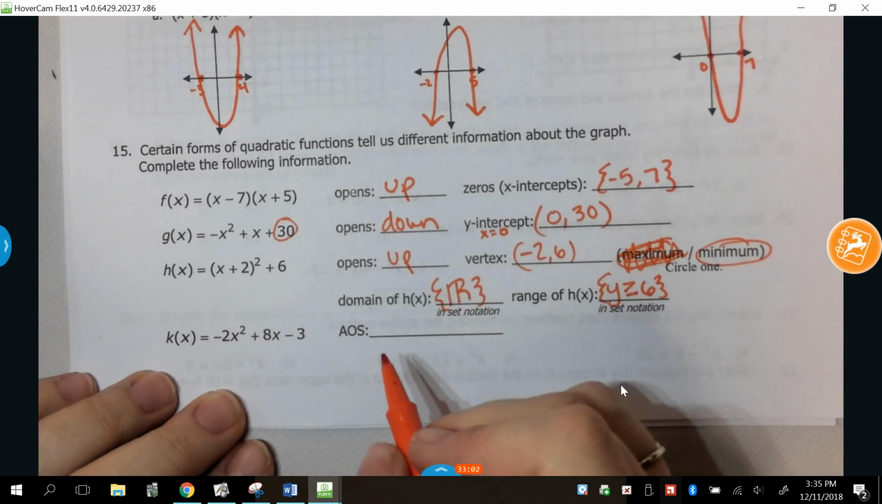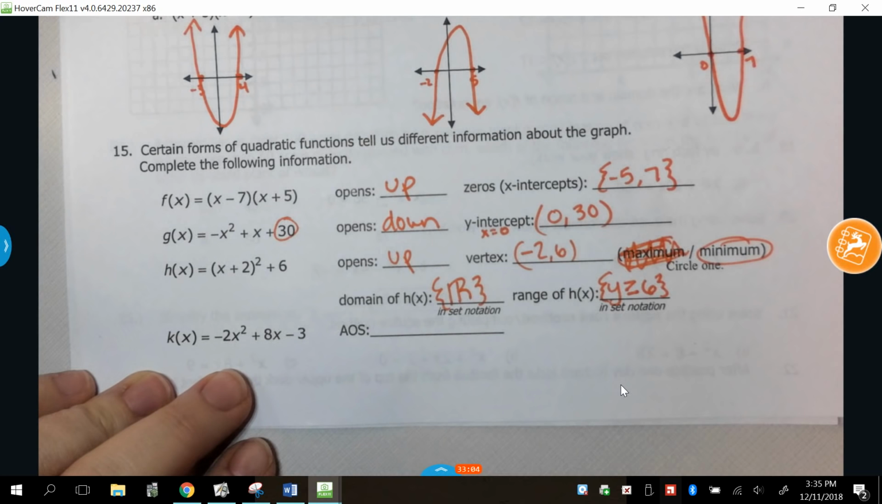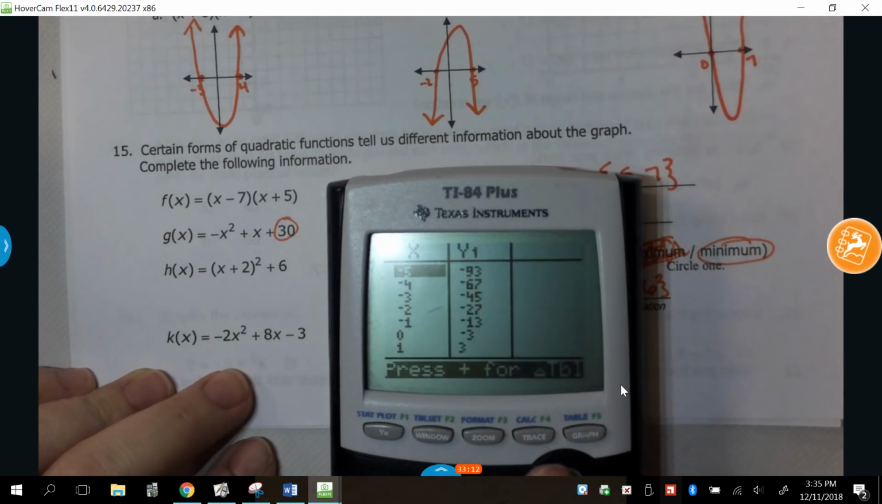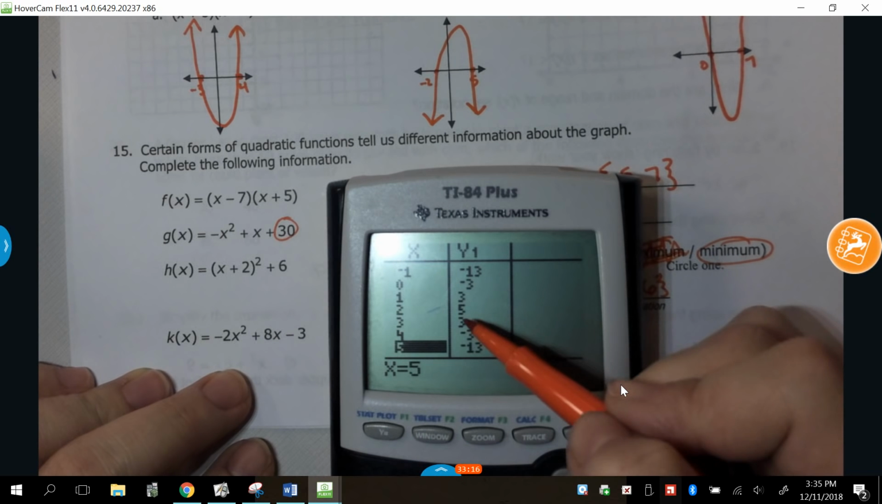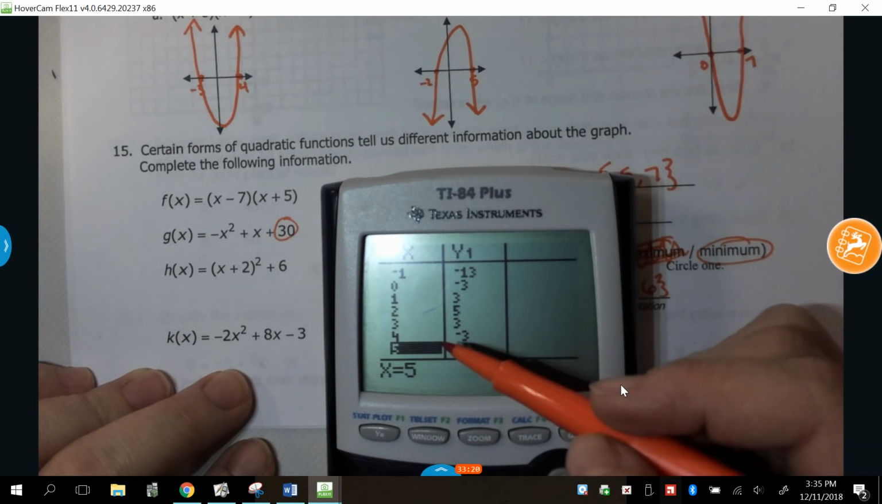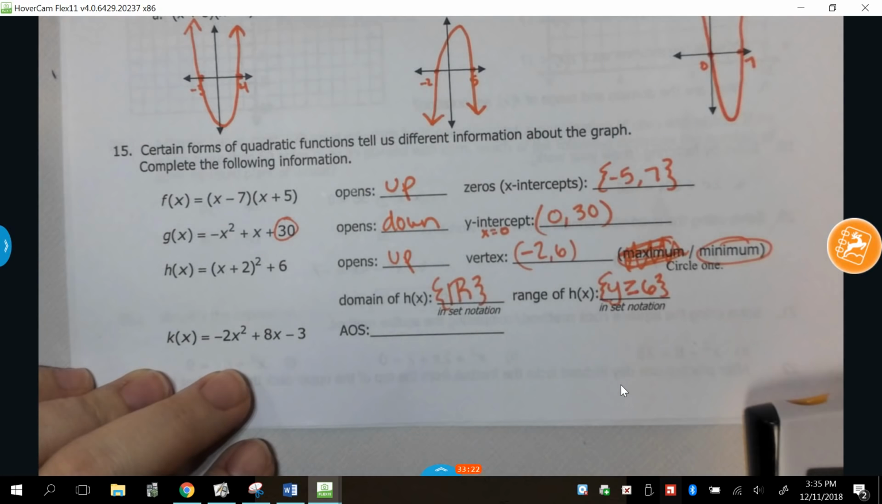Okay. Now on this one, it wants to know our axis of symmetry. So let's type this one, negative 2x squared plus 8x minus 3. Now remember, the x of your vertex is your axis of symmetry. So let's find our rainbow. Our vertex is 2, 5. Right? That's, yeah, 2, 5. So it's x equals 2.